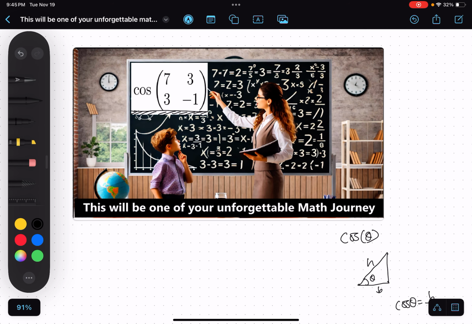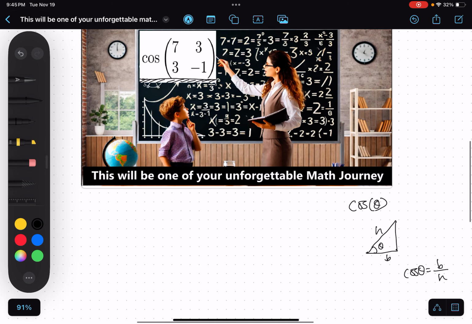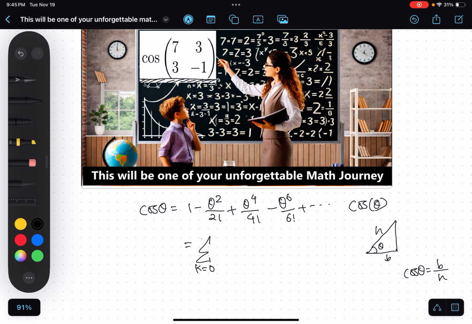Notice that we can also define cosine from the Taylor series. The Taylor series for cos theta is 1 minus theta squared by 2 factorial plus theta to the power 4 by 4 factorial minus theta to the power 6 by 6 factorial and so on. Basically, this is the sum from k equals 0 to infinity of minus 1 to the power k by 2k factorial, theta to the power 2k.